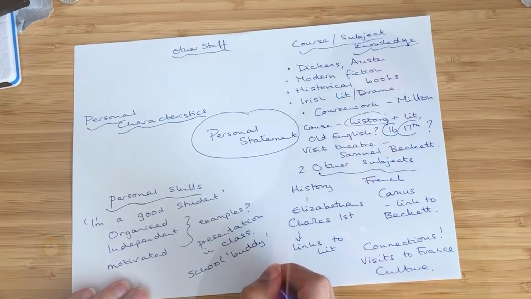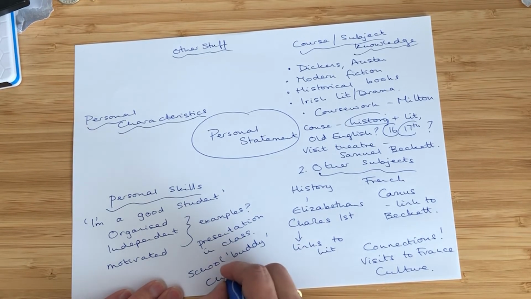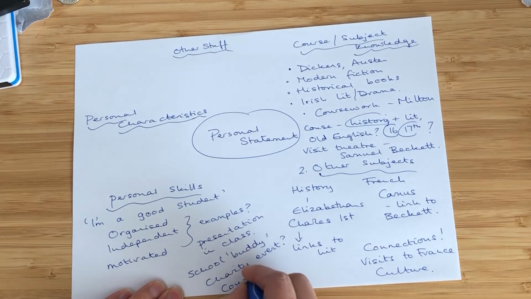Equally, I might want to say that I'm part of the school buddy scheme, and I help younger students with their reading one lunchtime a week, or something along those lines to show that I can be organised and I am giving to the community, but I'm also very motivated and interested in my subject. So those are the sorts of things you want to put in that personal skills. You can communicate, you're confident. Perhaps you coordinated a charity event, or you're part of the school council, something like that, to show that you can be committed and a good student.